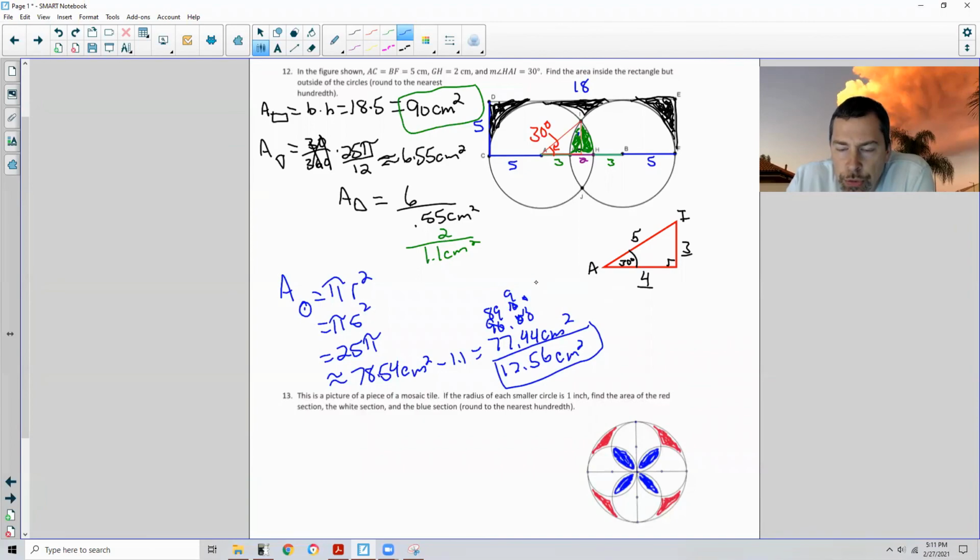Okay, so if you're using the key to the teacher's manual or whatever, the teacher's edition, they came out with 17.03 centimeters squared by using 5 sine 30 and 5 cosine 30 in this right triangle here, but that doesn't work with these lengths. So anyway.